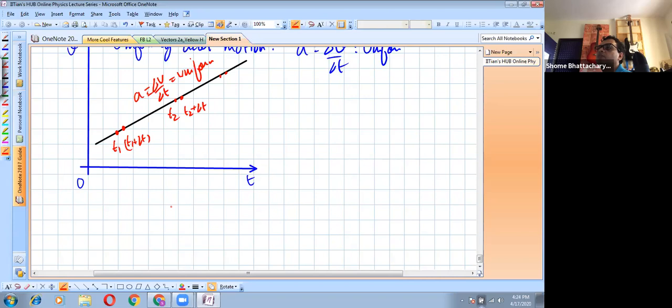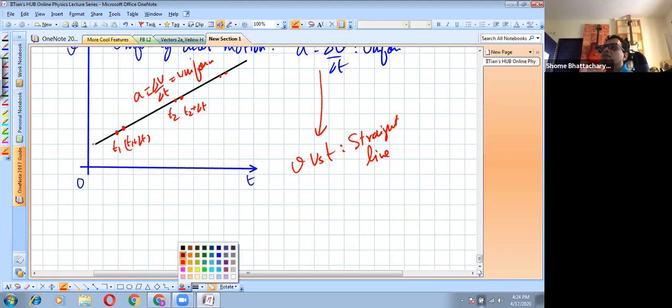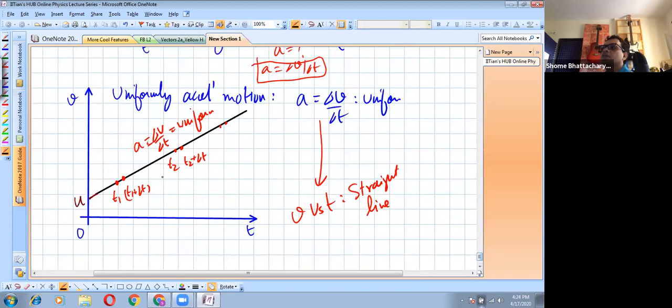That shows me that whenever acceleration is uniform, velocity versus time should be what kind of graph? It should be a straight line. Now, if the velocity versus time is a straight line, then it obviously makes sense that its slope is uniform. So wherever this line is cutting the axis, this is my initial velocity at t equal to 0. And then at some general time t, let's say over here, the value of velocity is v.